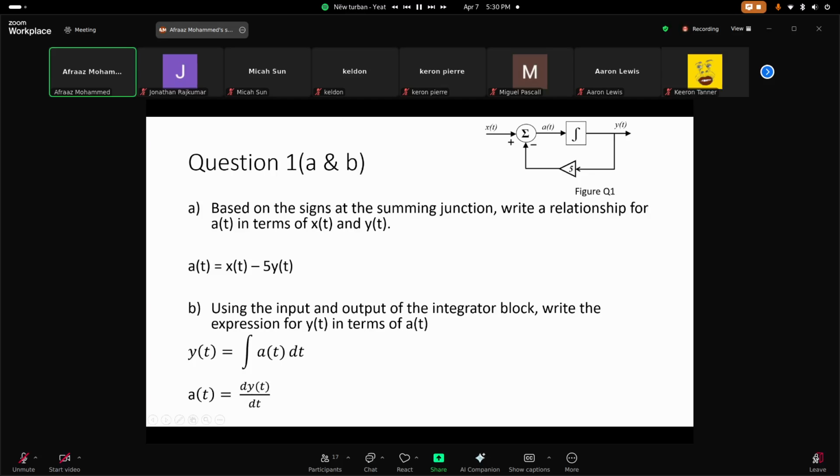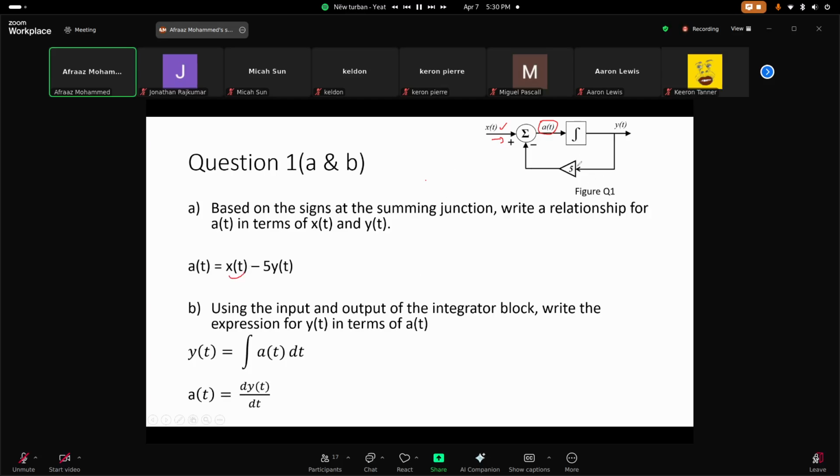Okay, so the first part of the question is, based on the signs at the summing junction, write a relationship for A in terms of X and Y, right? So this is A here, the output of the summing junction, right? So the output is equal to the sum of the input. So what do we have going into the summing junction? First, we have going in is X of t, right? So A of t is equal to X of t, that's the first one.